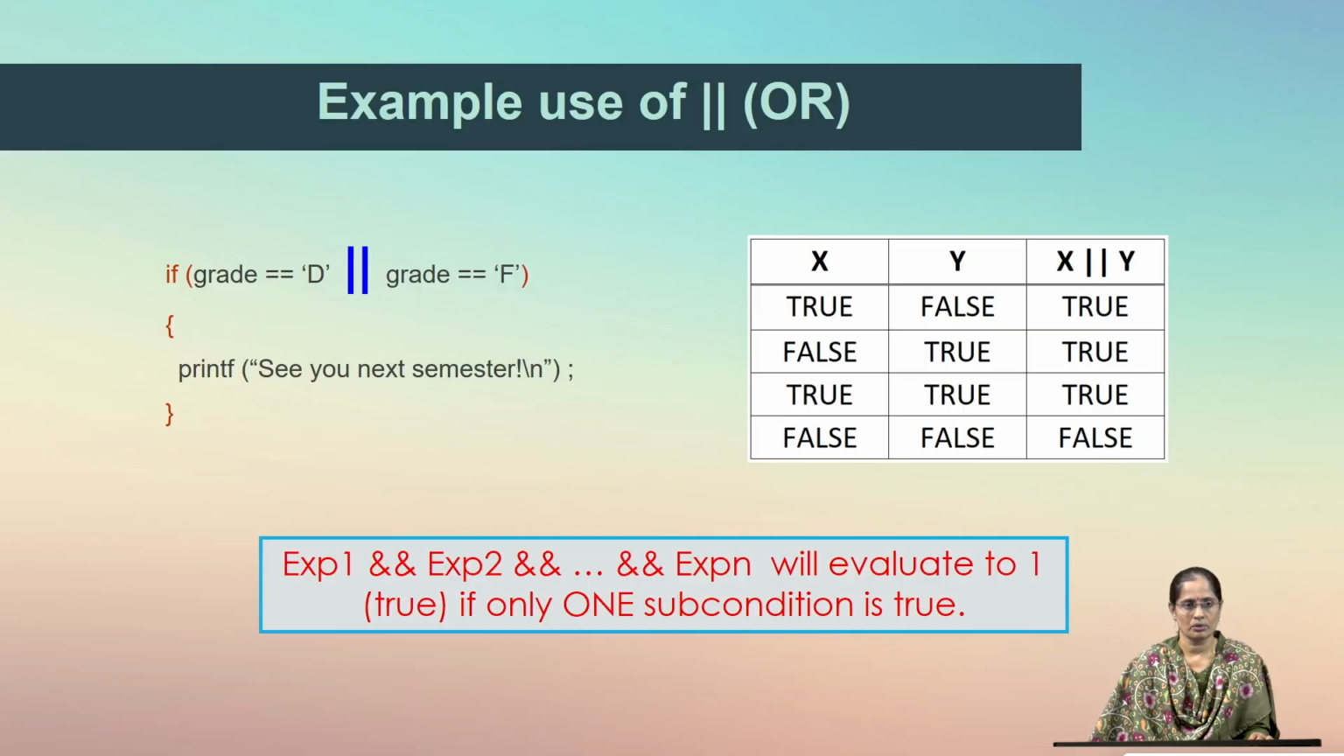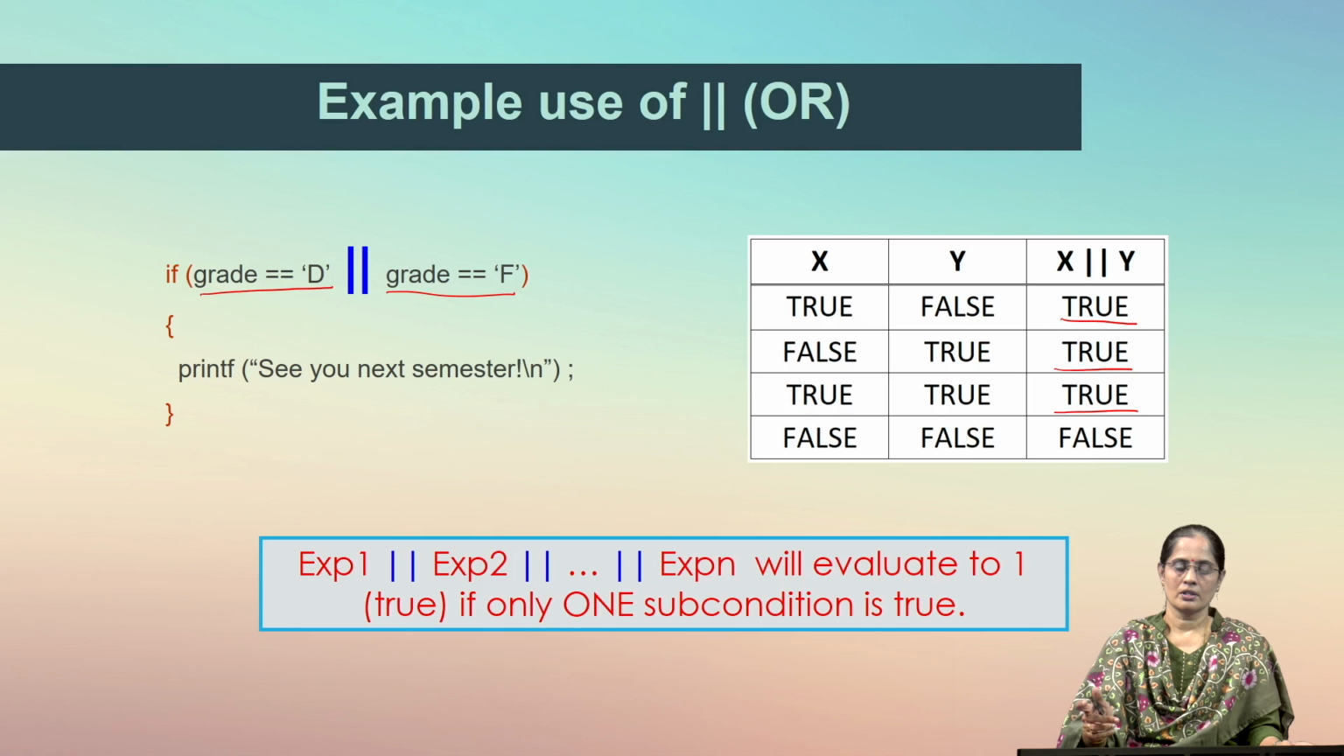This is the application of the logical OR operation, where I want to check if the grade is equal to D or the grade is equal to F, I want to move to the next semester. So, what I am doing is checking if grade is equal to D or grade equal to F. It means if either one of these conditions is true, the result can be true. Only when both the conditions are false, the result will be false. On the right side we can see the truth table of logical OR operation, where if any one of the conditions is true, the output will be true.